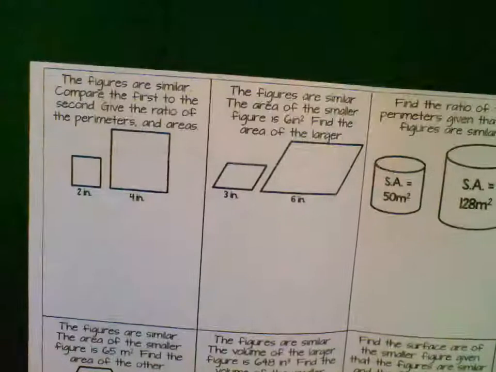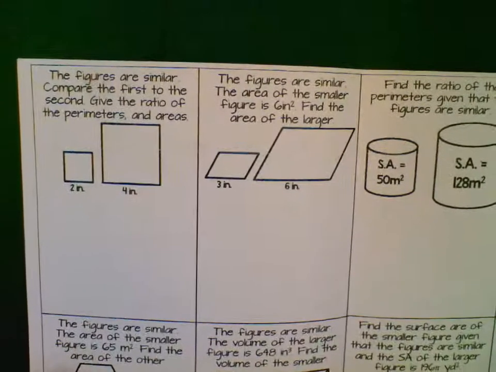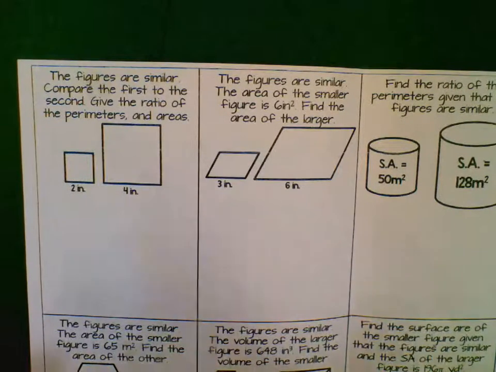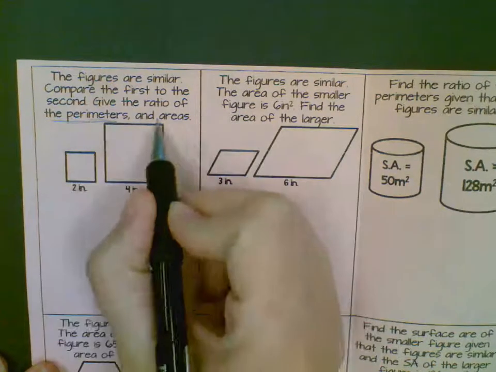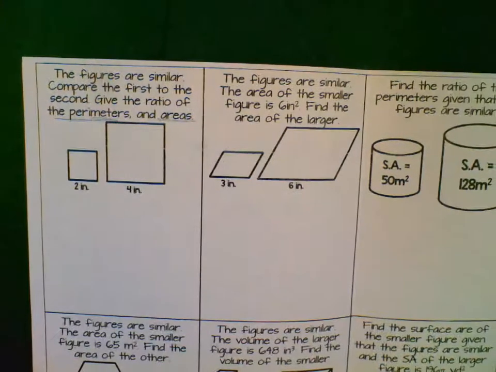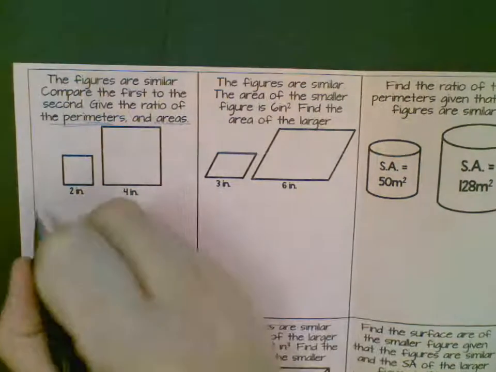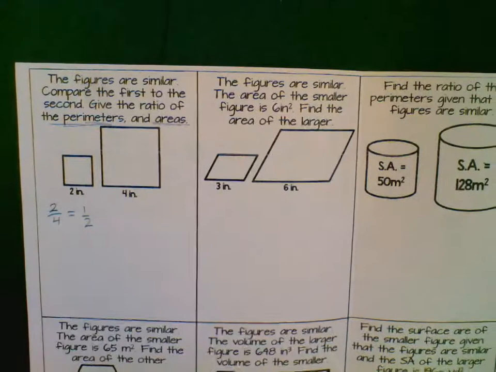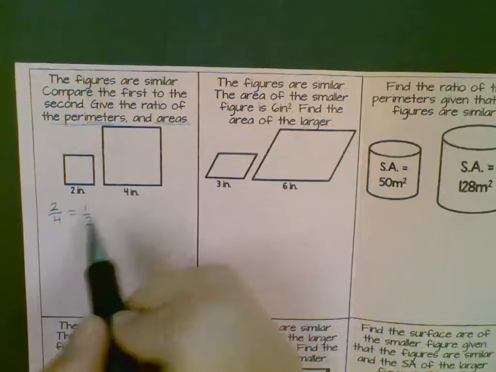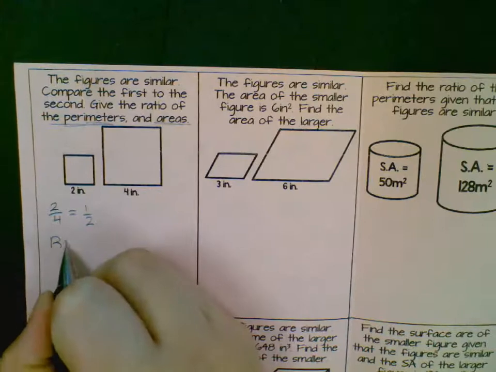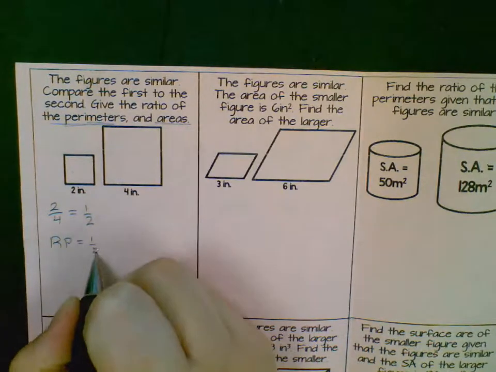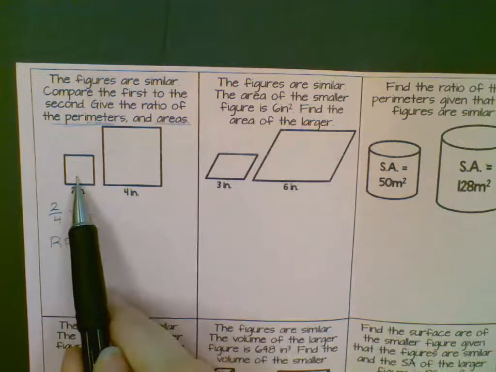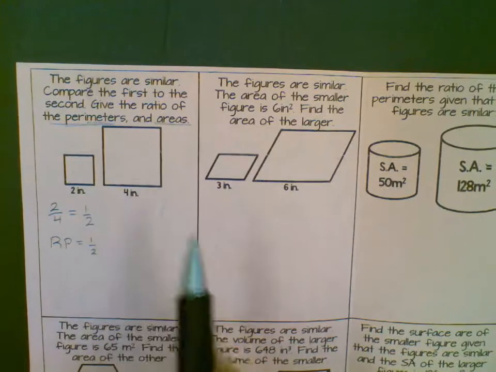Our first example tells us that the figures are similar, and we're going to compare the first one to the second. We want to find the ratio of their perimeters and their areas. If we compare the first to the second and make a ratio, we have 2/4, which is 1/2. So the ratio of their perimeters is 1/2, meaning the perimeter of this one is half as big as the perimeter of that one.